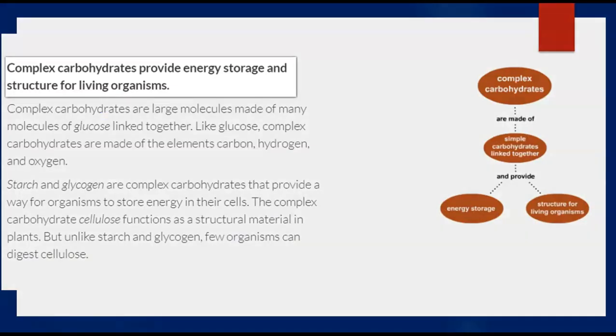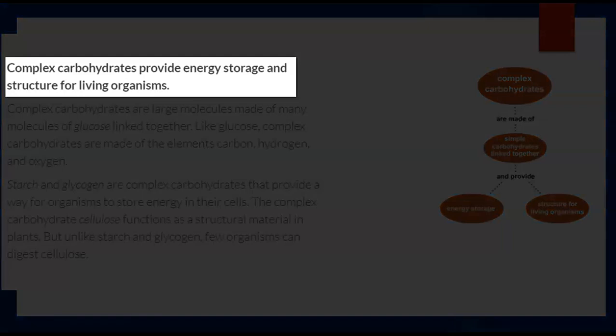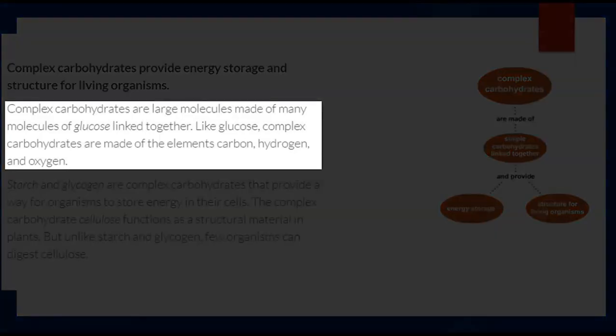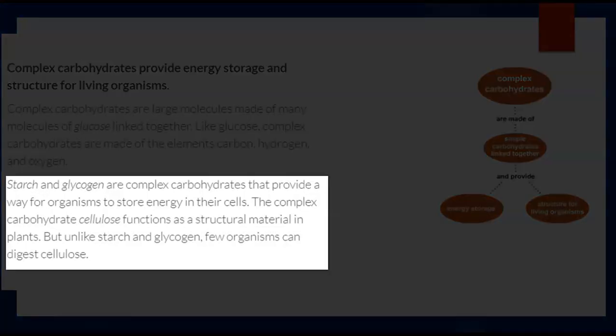So to wrap up, complex carbohydrates provide energy storage and structure for living organisms. Complex carbohydrates are large molecules made of many glucose molecules linked together. Like glucose, complex carbs are made of the elements carbon, hydrogen, and oxygen. Starch and glycogen are complex carbohydrates that provide a way for organisms to store energy in their cells. The complex carbohydrate cellulose functions as a structural material in plants, but unlike starch and glycogen, few organisms can digest cellulose.